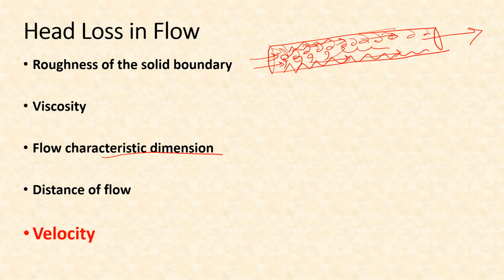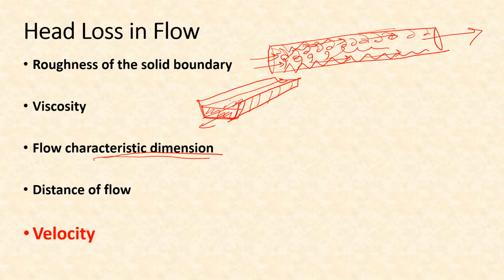In case of pipe, it generally means diameter. In case of a channel flow, suppose water is flowing inside this kind of a channel, in that case generally the depth gives us some idea of the characteristic dimension. The characteristic dimension in this case means the dimension of the flow, which gives us some idea about how much will be the resistance.